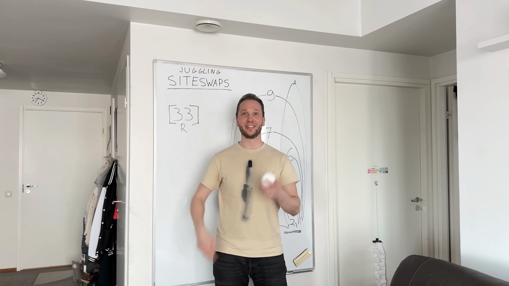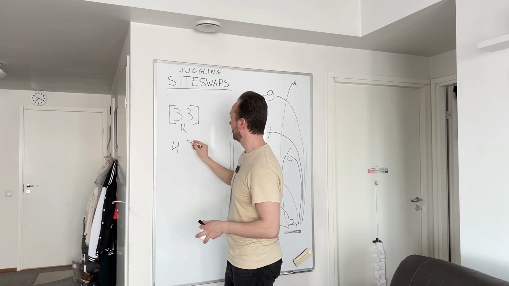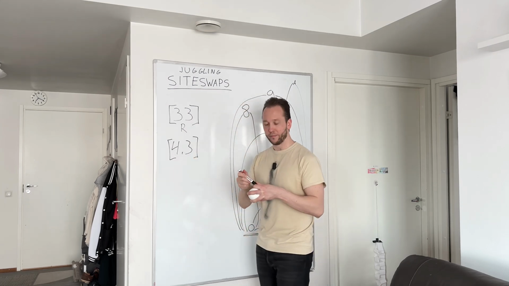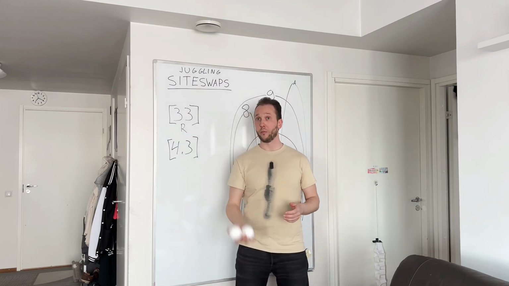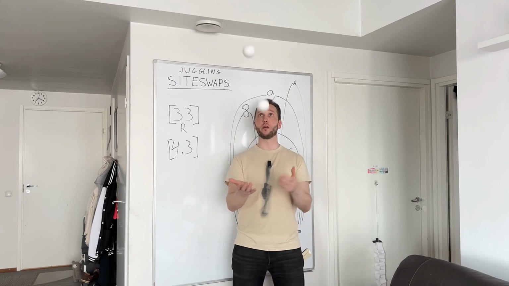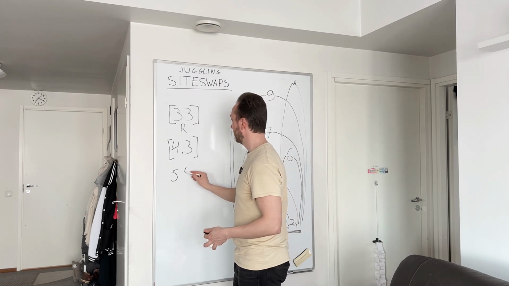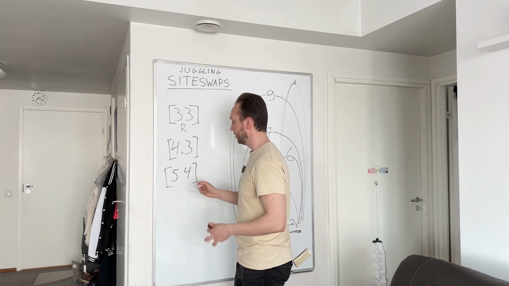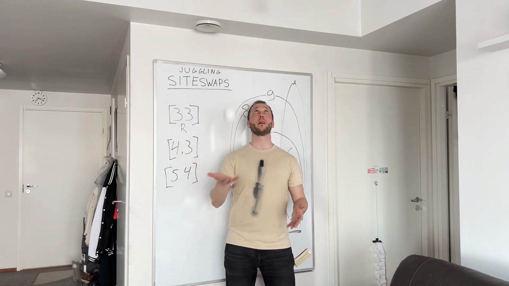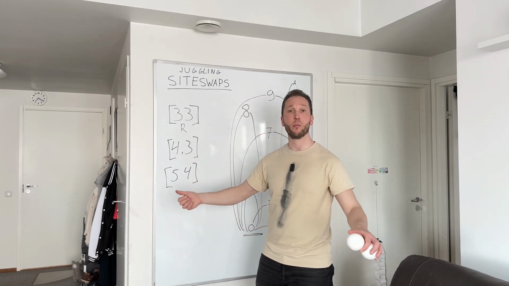So 3 3, they go like that, okay? If we make 4 3, and again, you can use that if you want, it doesn't matter. Now we throw from here, we have 4 and 3. So one ball is 4 and one ball is 3, like that. We can make 5 4. And that is again, so there's a 5 and 4, 5 and 4, 5 and 4, right? So that's how you mark multiplex throws.